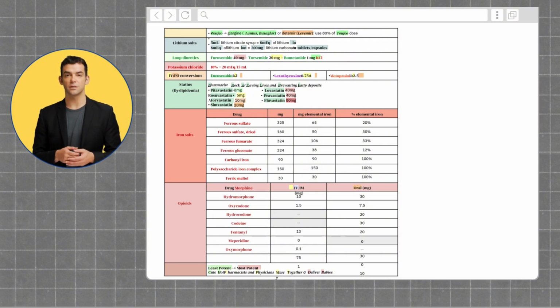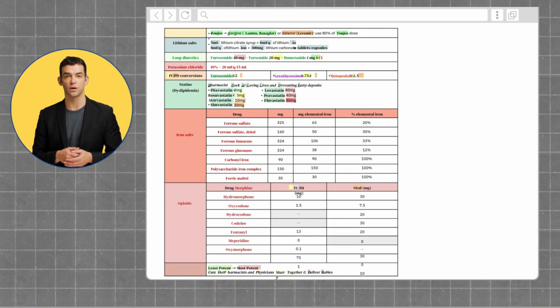Moving on to statins. To remember the statins conversion, you'll want to remember: Pharmacist Rock at Saving Lives and Preventing Fatty deposits. That'll help you navigate between converting statin dosages. An example of this is if the exam asks you, a patient is currently taking atorvastatin 10 mg, but the provider wants to switch the patient to simvastatin. What would be the dose? The correct answer would be 20 mg, since that's the equivalent dose to atorvastatin 10 mg.